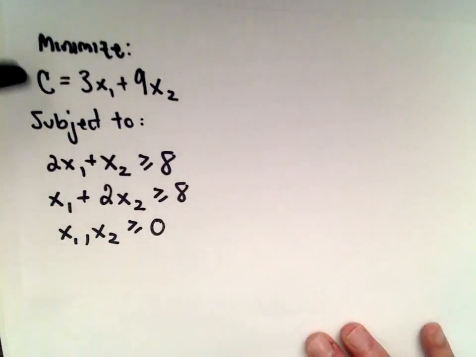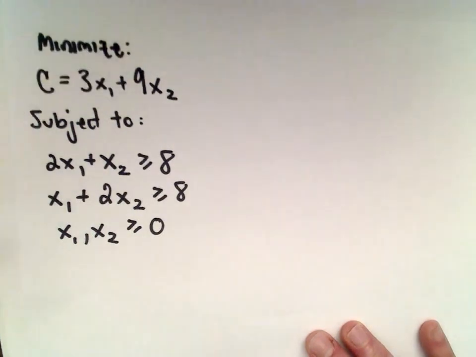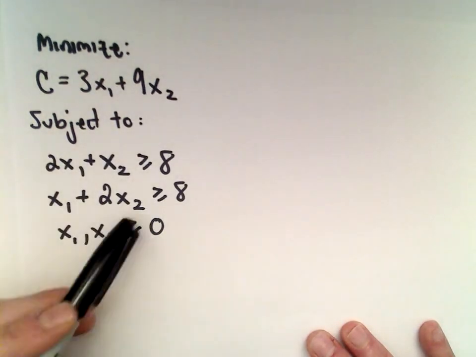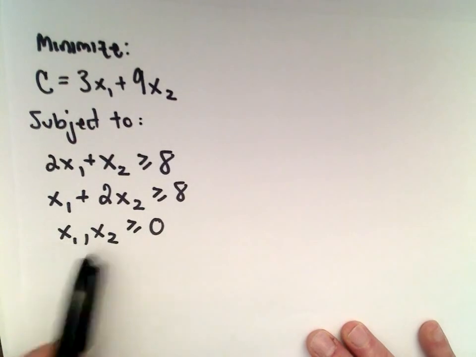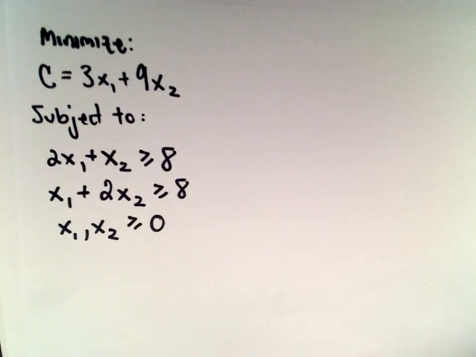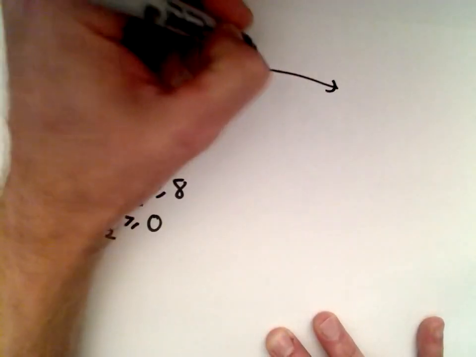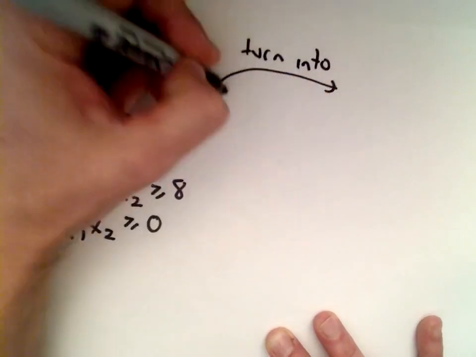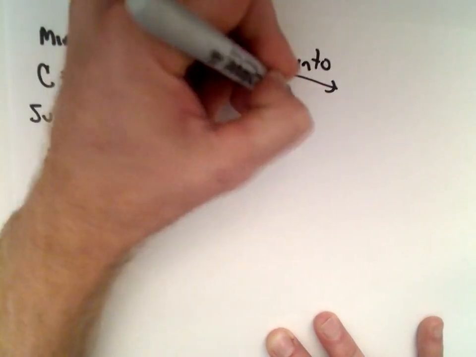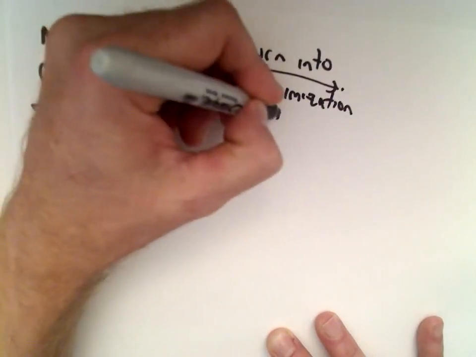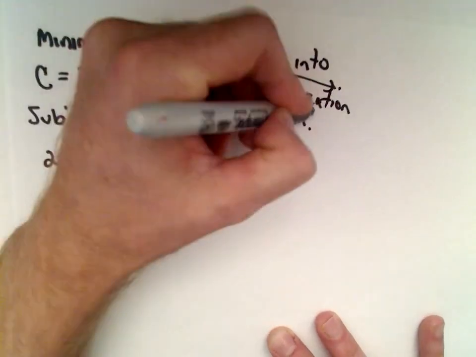Okay, so we're going to minimize c equals 3x sub 1 plus 9x sub 2, subject to these constraints: 2x sub 1 plus x sub 2 greater than or equal to 8, x sub 1 plus 2x sub 2 greater than or equal to 8, and x1 and x2 both have to be greater than or equal to 0. What we're going to do is take this minimization problem and turn it into a maximization problem. That's the idea, and then we're going to use the techniques from the other video or videos.